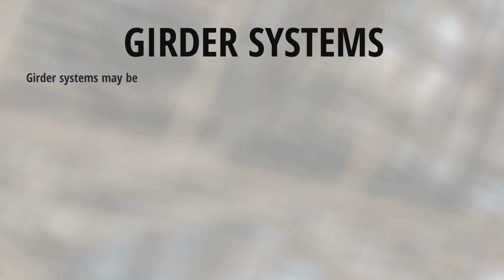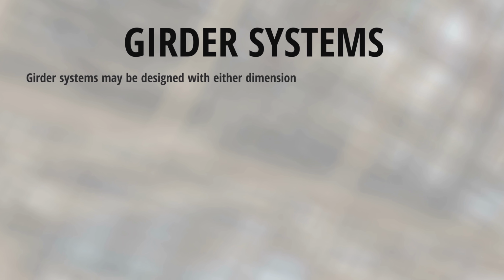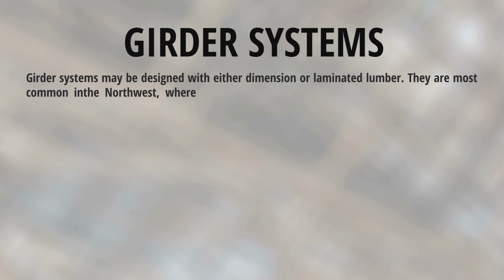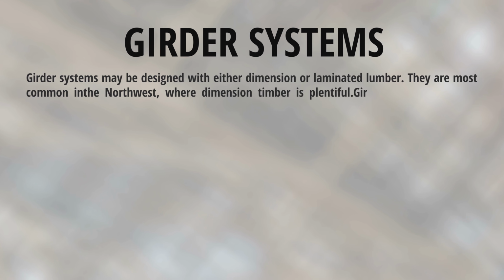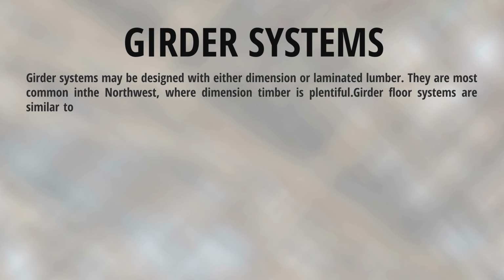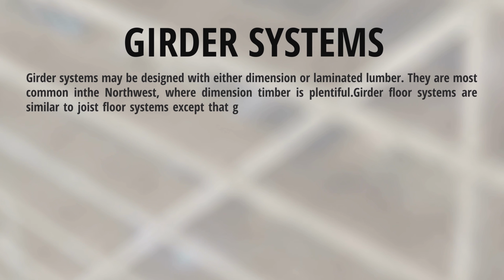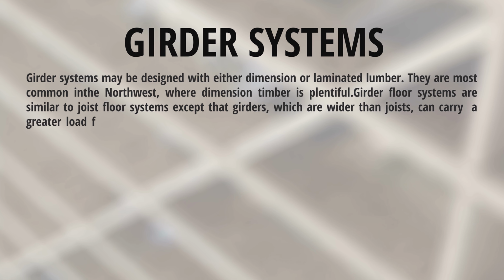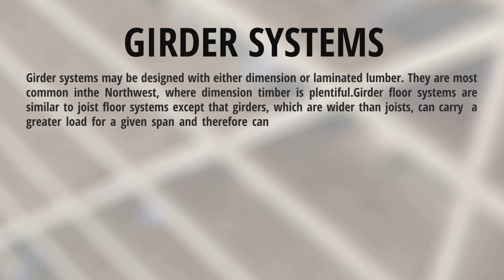Girder systems. Girder systems may be designed with either dimension or laminated lumber. They are most common in the Northwest, where dimension lumber is plentiful. Girder floor systems are similar to joist floor systems except that girders, which are wider than joists, can carry a greater load for a given span and therefore can be spaced at wider intervals than joists.